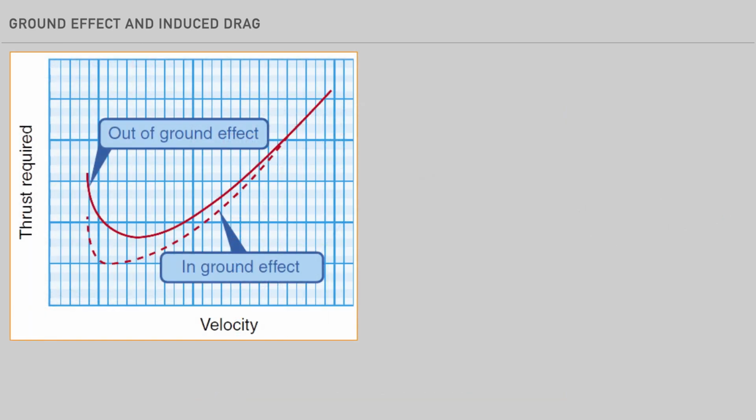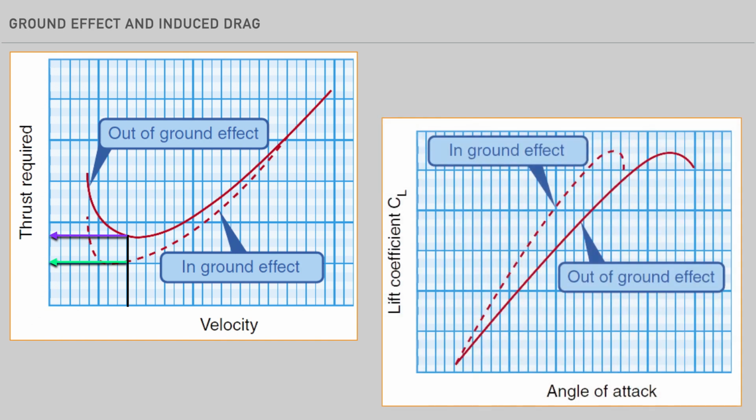Let's explore a few more consequences when flying in ground effect. First, due to the decreased induced drag when in ground effect, the thrust required to achieve a given airspeed is less compared to when the plane is flying above ground effect. Second, when in ground effect, the coefficient of lift is greater for a given angle of attack compared to when the airplane is out of ground effect.